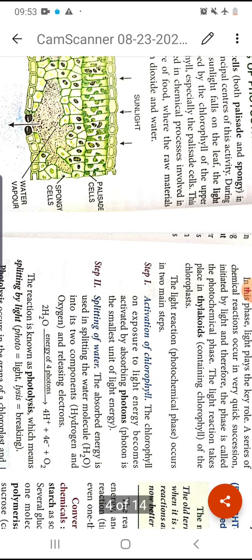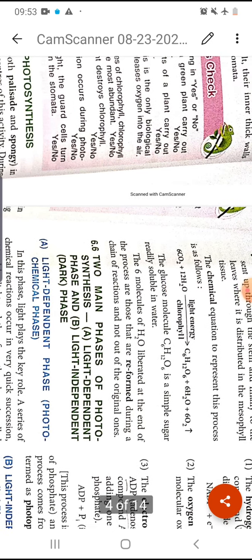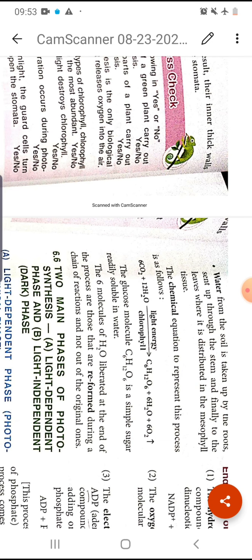Okay, and that carbon dioxide will enter inside the mesophyll cells through the stomata, and the water is taken up from the soil through the stem, and finally it will come into the mesophyll tissue.